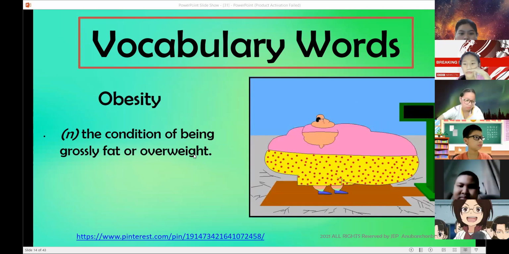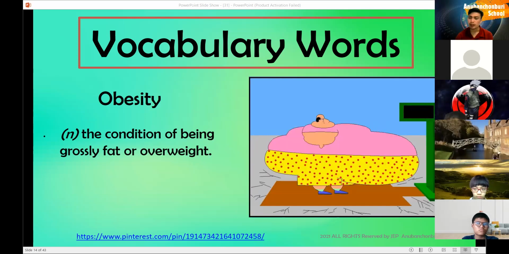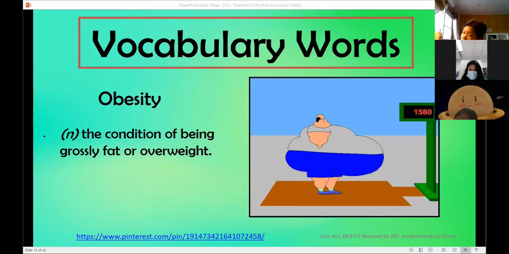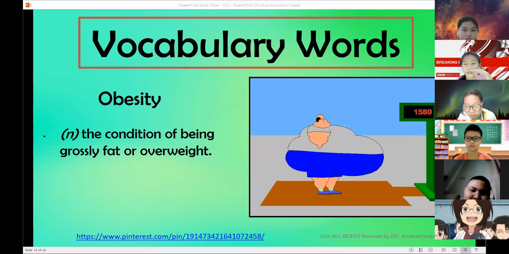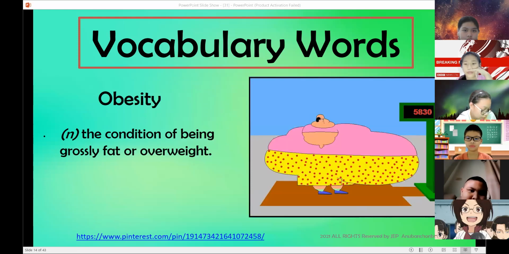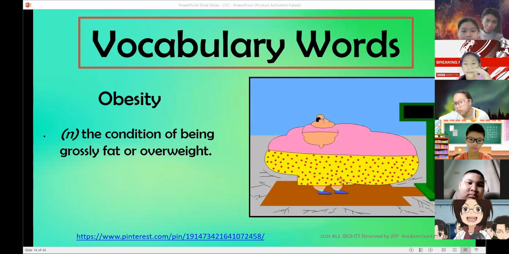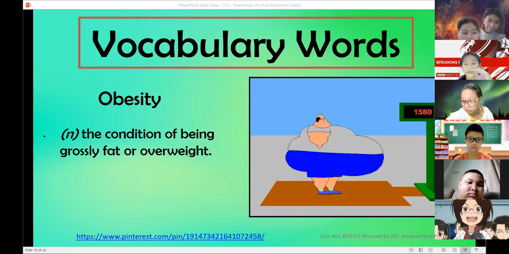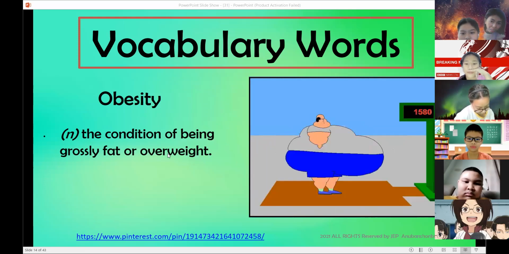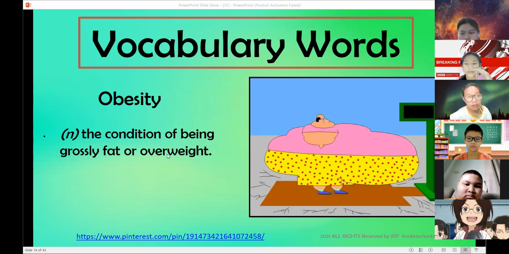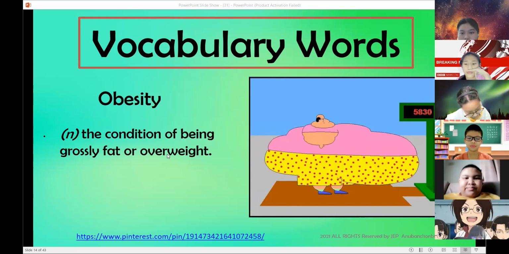Sometimes, for example, who is chubby here? I think Putisan is the only one turning on the camera, with a little bit chubby face. But the problem is that when you become very, very fat, it means you will become obese. You will have a lot of problems, like in your heart, hypertension, and a lot of other problems.